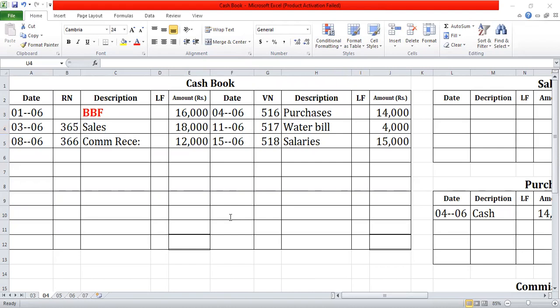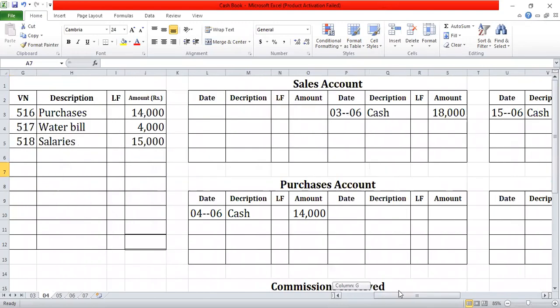Next one. 19th June, we have obtained a bank loan. Cash book debit. 367 is the receipt number. Bank loan, value 20,000. Cash book debit, and credit the bank loan account.